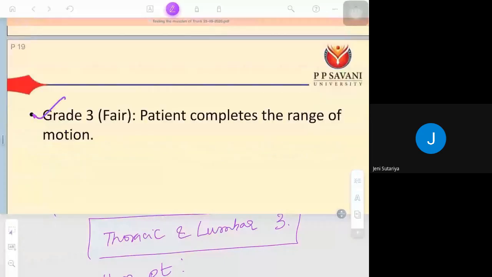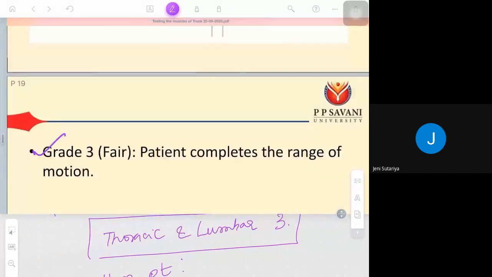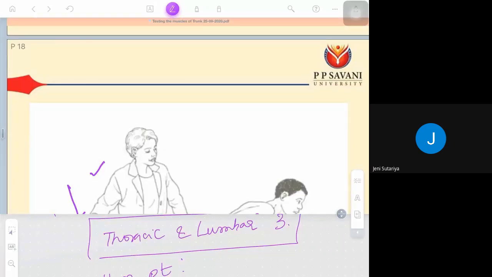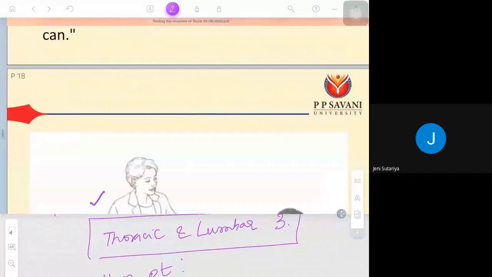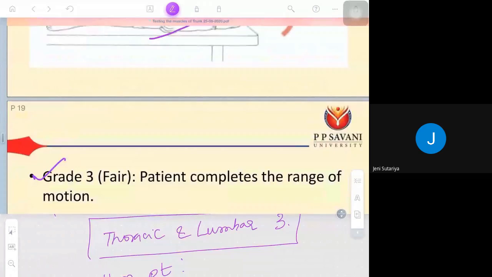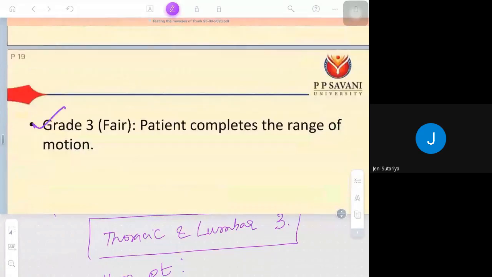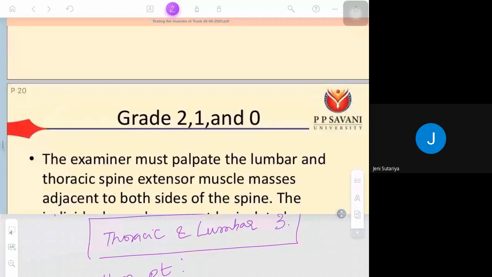So what is 3? What instruction are you giving? You are giving instruction to raise the head, arms and chest from the table as he can do it. This is the instruction. Clear? Raise the body so that umbilicus clears the table. This is the instruction and test you have given to the patient. Now you will grade. If he completes the full range, then it is 3. What is grade 2, 1 and 0?